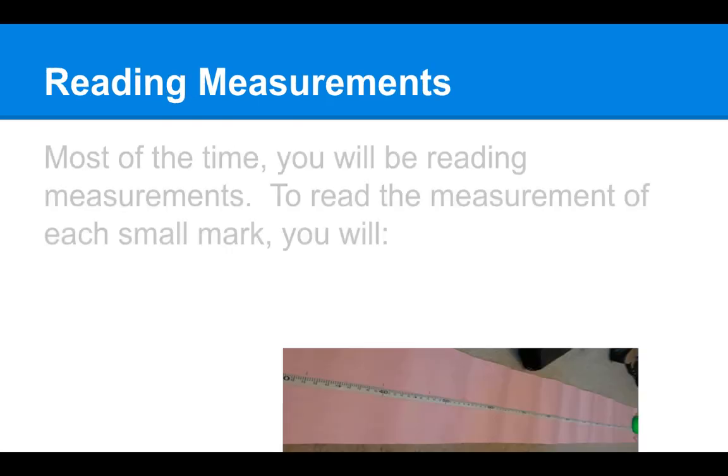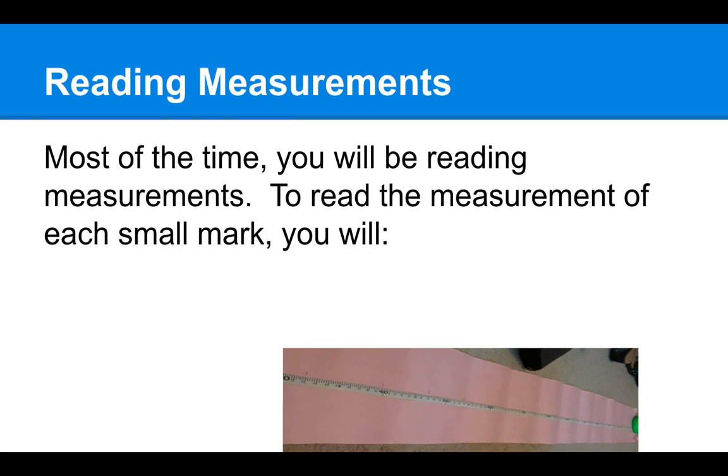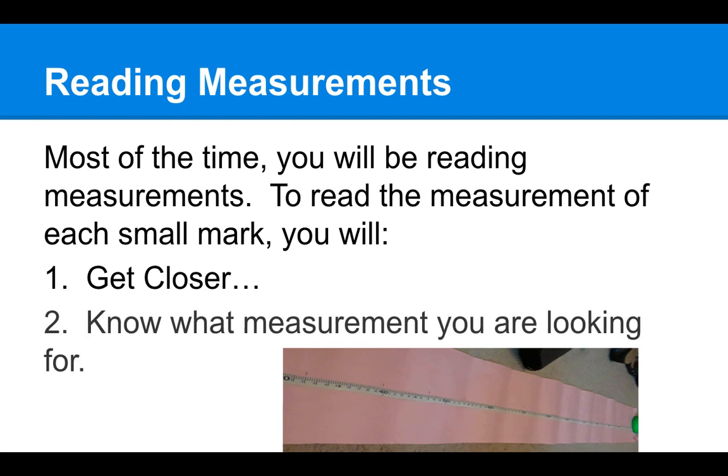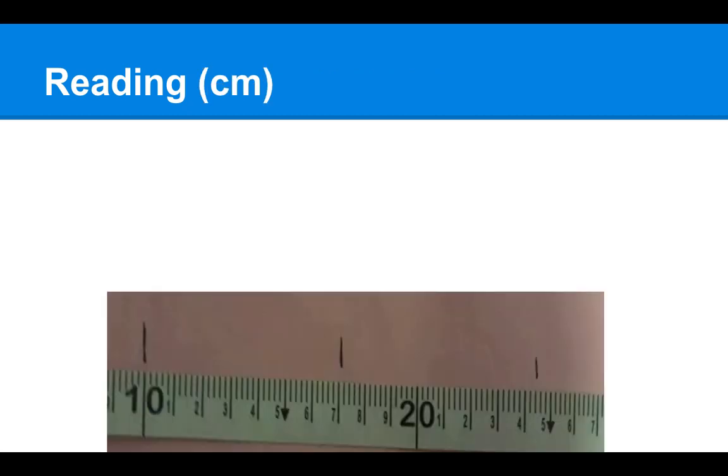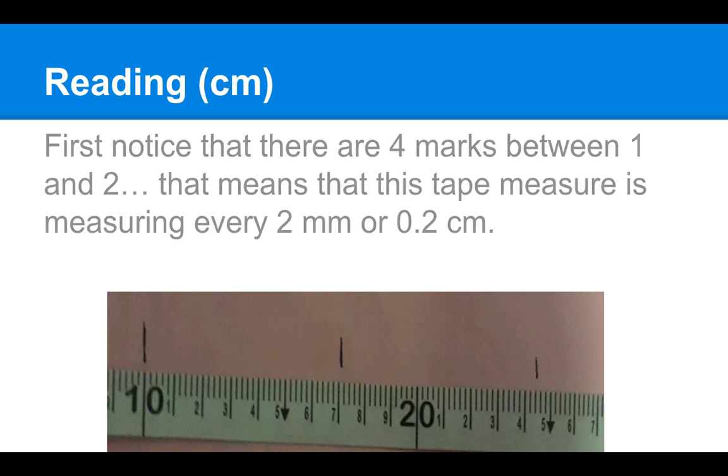So if we look at reading measurements, most of the time you'll be reading measurements straight off a tape measure. In order to read the measurement of each small mark, you have to do several things. Notice on this one, I might be able to read the first couple, but unless I get closer, I'm not going to be able to see them. So 1, get closer, and 2, know what measurement you're looking for. This one, since it's by tens, it appears to be in centimeters. So we're going to measure this in centimeters. So I'm going to zoom in and we're going to start reading this.